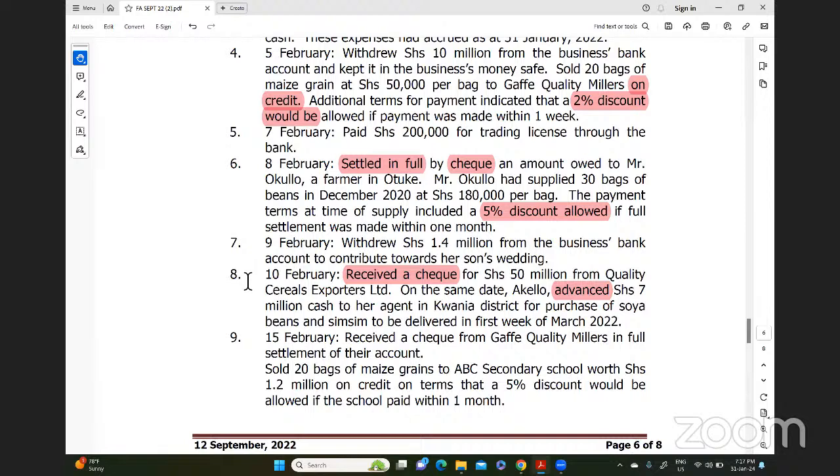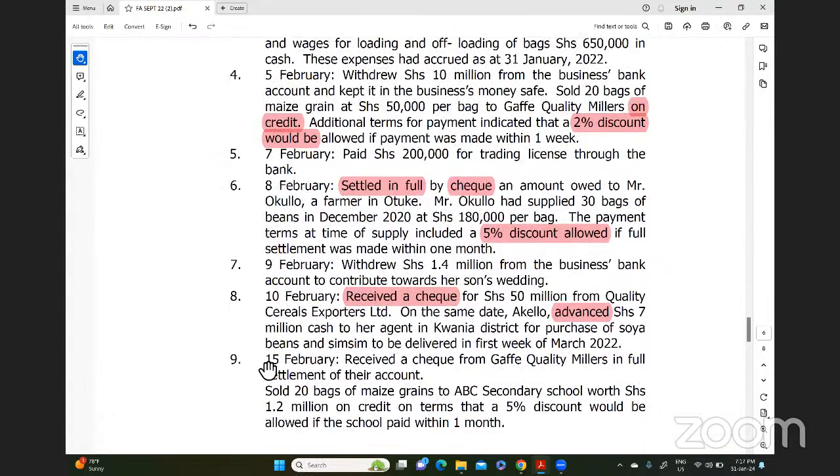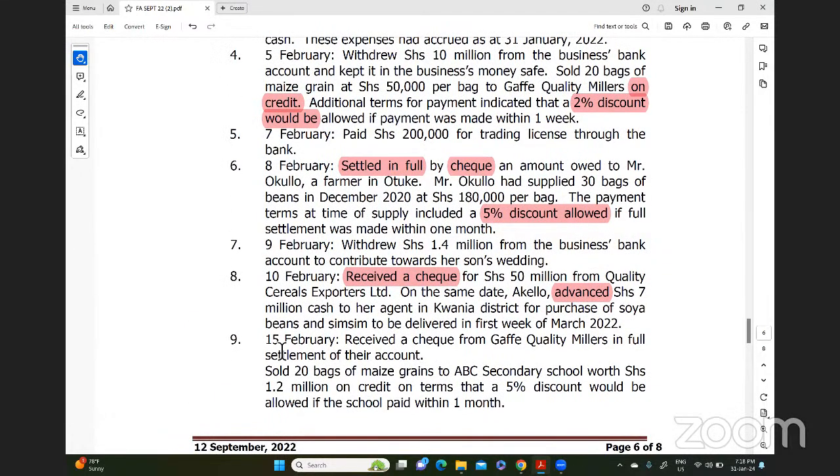So what were the terms? We are selling 20 bags, each at 50,000 per bag, and a 2% discount would be allowed if payment is made within 1 week. 1 week is 7 days. 5 plus 7 is 12. So is Gaffe going to receive a discount? No. Within a week is 7 days. Since it's paying on 15th, it's not receiving anything. So how much is the money? 20 times 50,000. That's 1 million, not so?